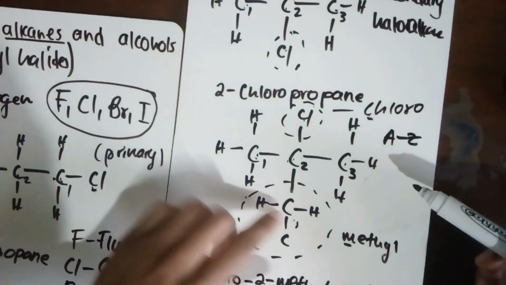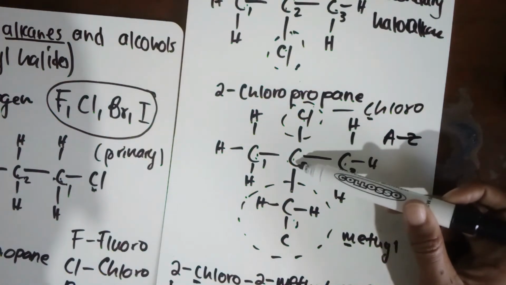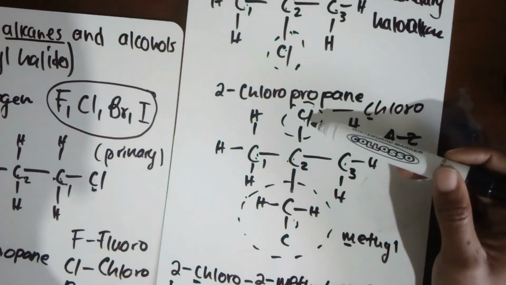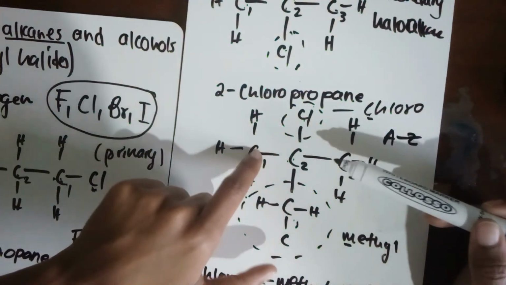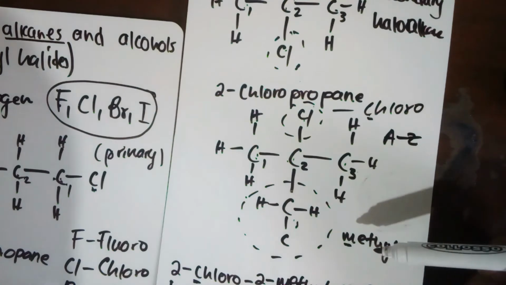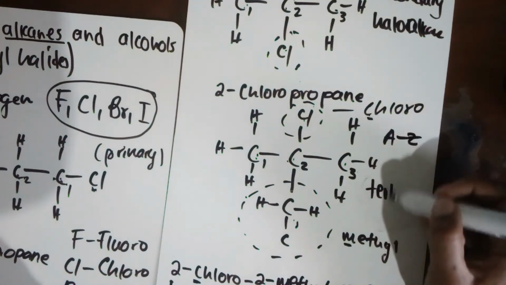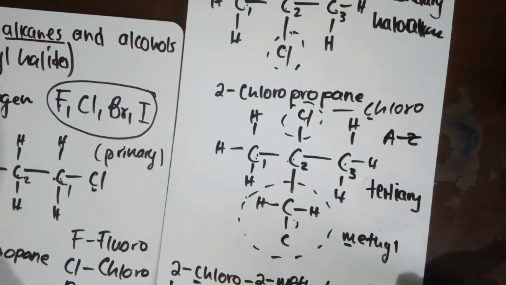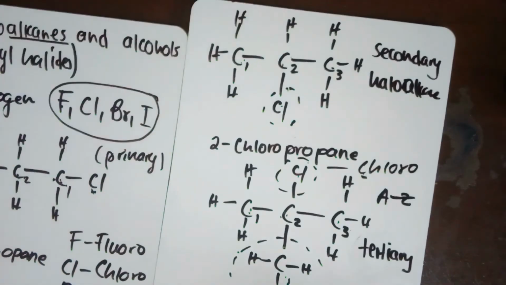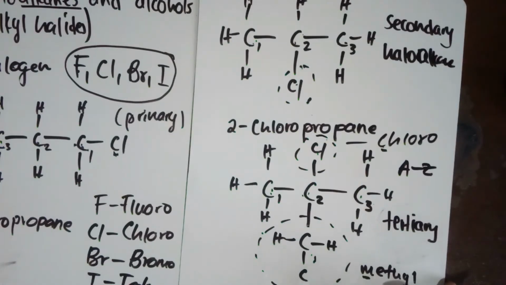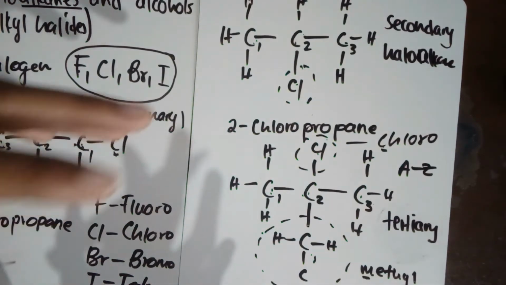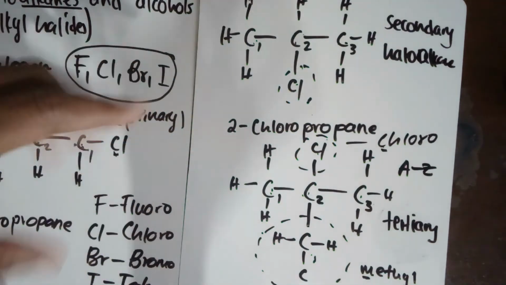But now let us move on to this one. The carbon, which is carbon number 2, bonded to your chlorine atom, is bonded to 3 other carbon atoms. And this one we call a tertiary haloalkane. So make sure you are able to identify them, you know. That is an important thing. So now we've talked about haloalkanes. Let us move our discussion to alcohols.